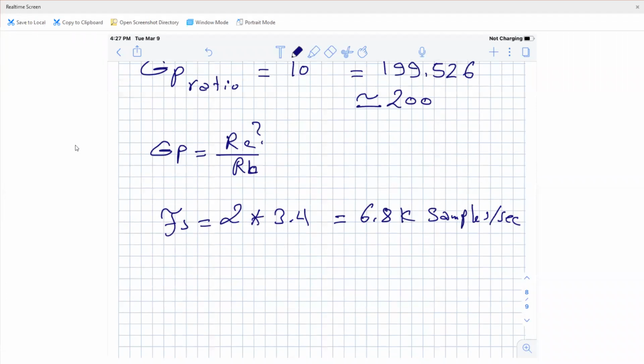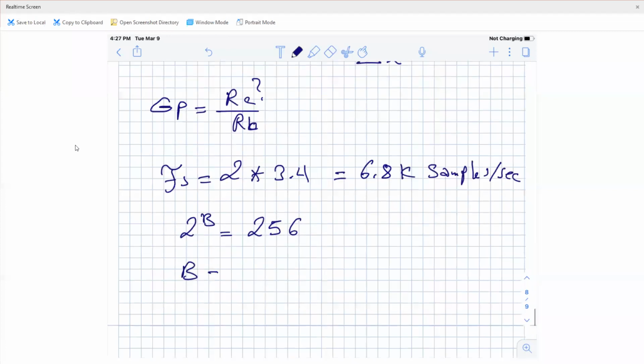Now we have another thing. We have to determine the number of bits which is used in this system. As you know, the number of quantization levels, 2 to the power b, equals 256. Of course, to determine b, it will be ln 256 over ln 2.